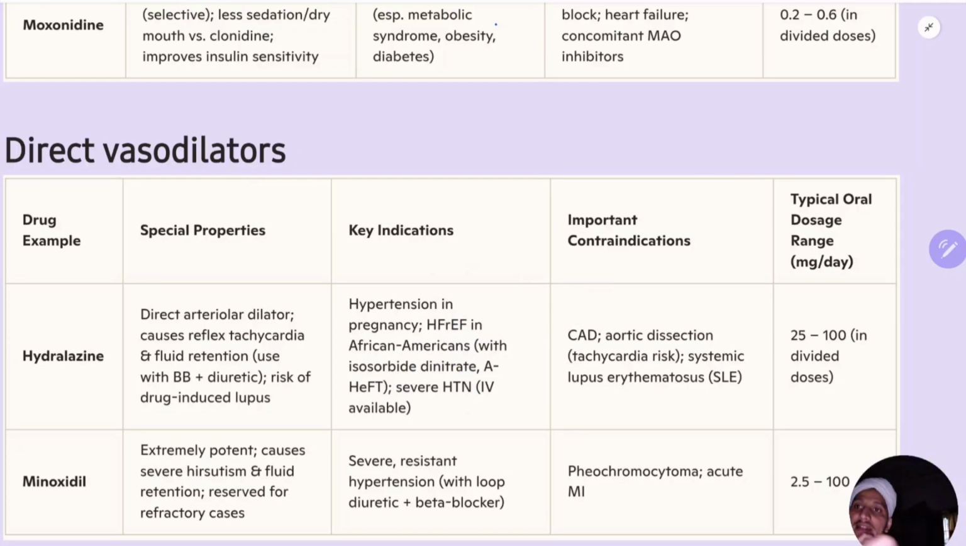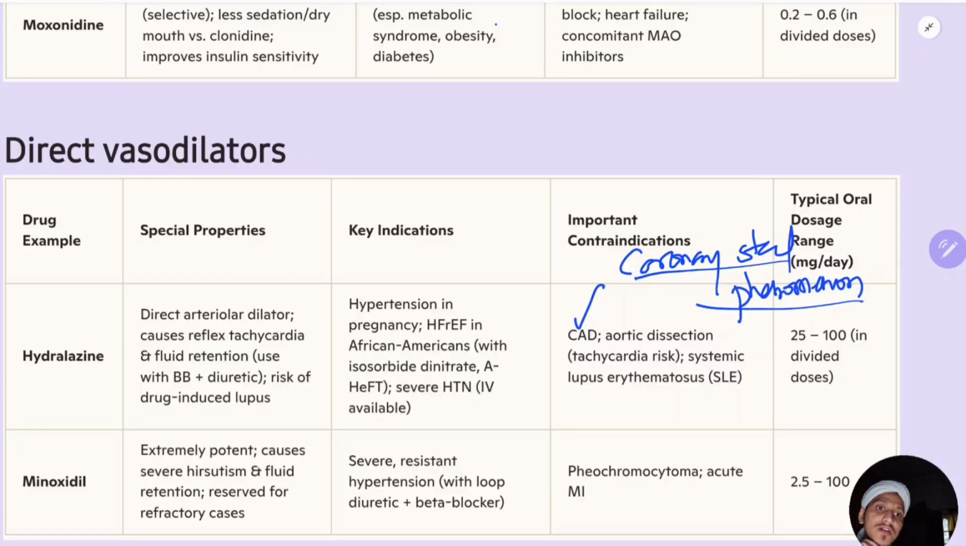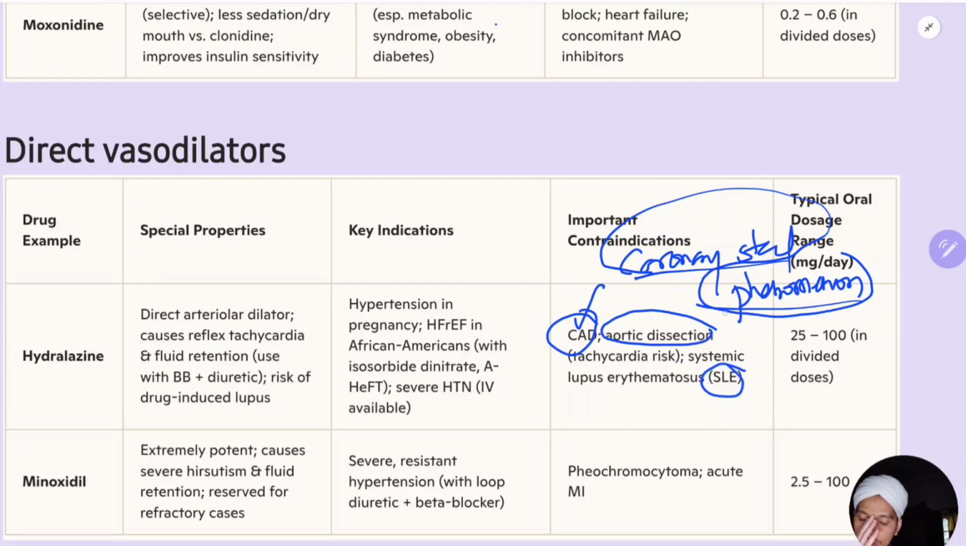Key indications done. The next thing is important contraindications. You should not use it in coronary artery disease. Why? There is something called coronary steal phenomenon. Go and type this, read it in the book. This will aggravate the angina, so you shouldn't use it in patients with coronary artery disease. Aortic dissection you should not use because there is a risk of tachycardia. You should not use it in patients with systemic lupus erythematosus, because it has a risk of drug-induced lupus.